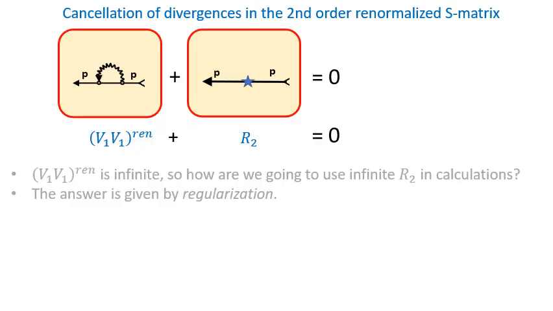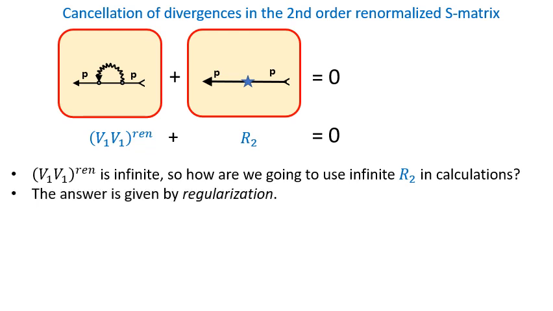As we mentioned above, in the second order we must have exact cancellation of the R2 counterterm and the electron self-scattering diagram. But here is a problem. We know that the self-scattering diagram is infinite. So R2 is infinite as well. How are we going to use this infinite quantity in further calculations?